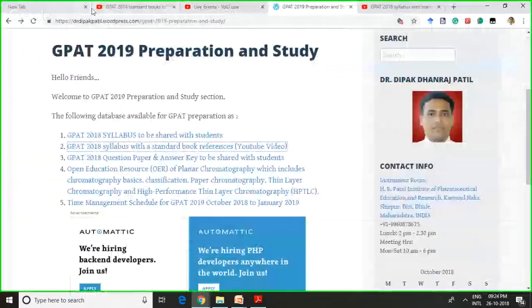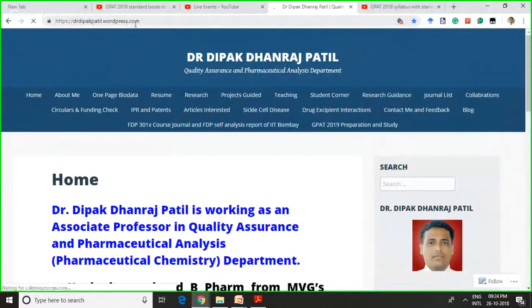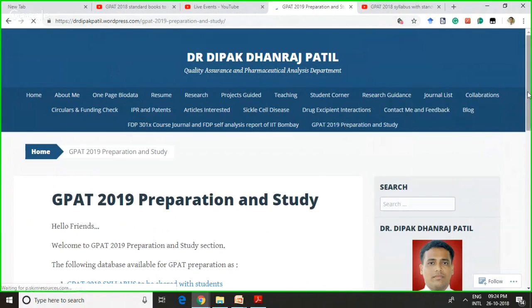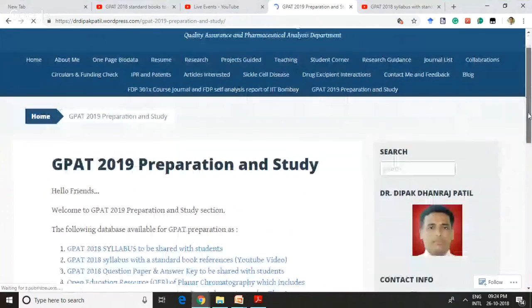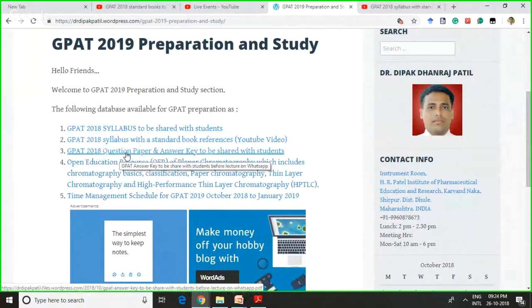So you just go to the home. Okay. So that is drdipakpatil.wordpress.com, and in that one tab is there, that is GPAT 2019 preparation and study. And if you press this one, you get these different tabs. So one is GPAT syllabus, another is GPAT syllabus with standard book. Then what I told you, that is GPAT 2018 question paper and answer key I had shared.